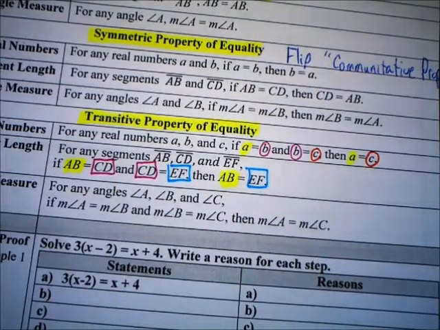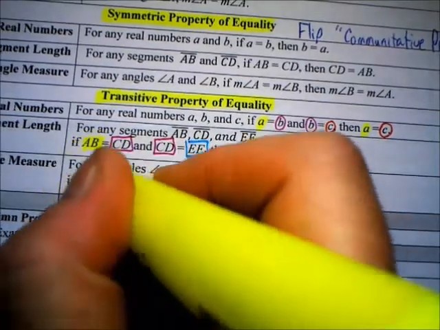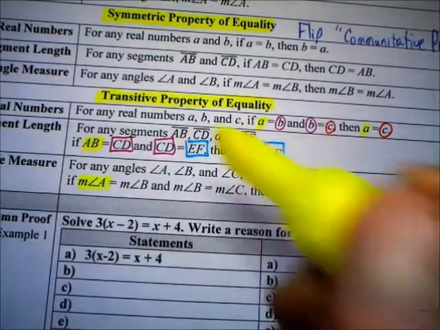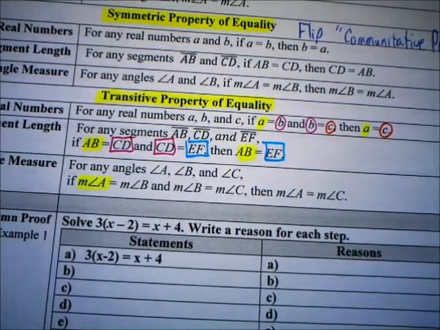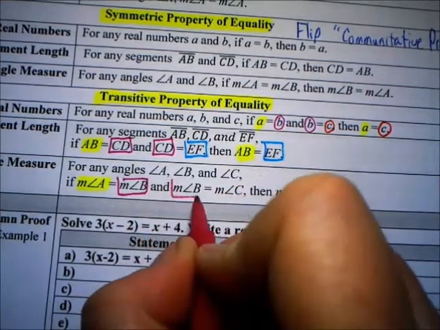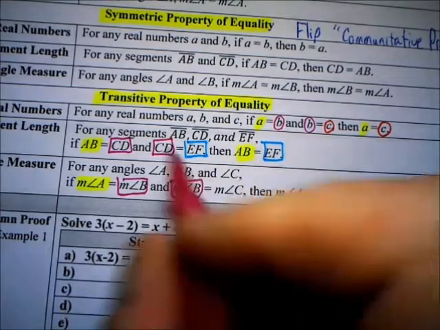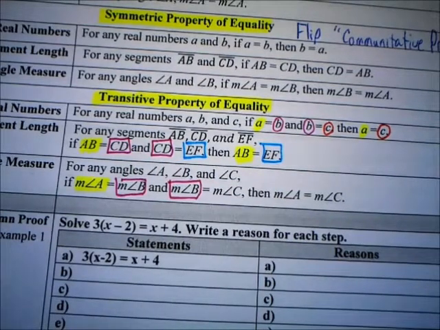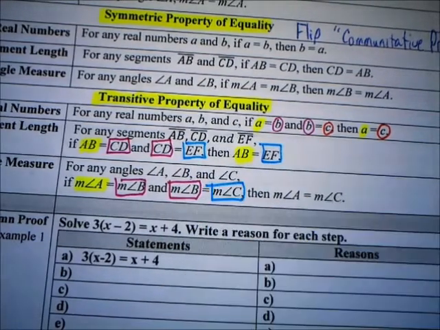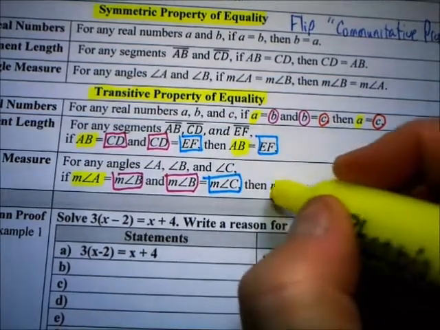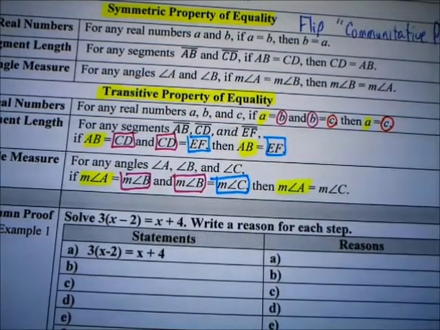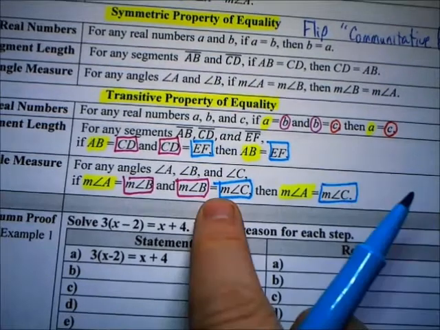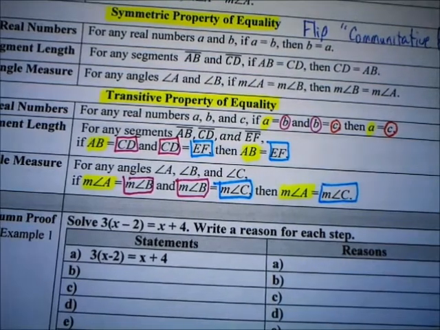And then with the angles, I have measure of angle A is equal to the measure of angle B, and the measure of angle B is equal to the measure of angle C. Therefore, measure of angle A has to equal the measure of angle C by the transitive property.